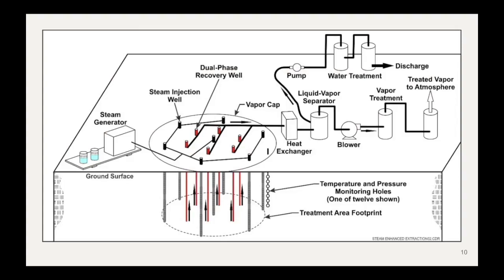So this diagram is another good representation of what a typical steam-enhanced extraction project may look like. So here you have your initial steam generator, which will just pump steam into the steam injection wells. This heats up the subsurface and makes it easier for the volatile contaminants to be extracted over time. You then again have some sort of treatment system connected to the extraction wells, and then the contaminants may either be treated to be released to the atmosphere or pumped and then treated with water to be discharged safely somewhere.